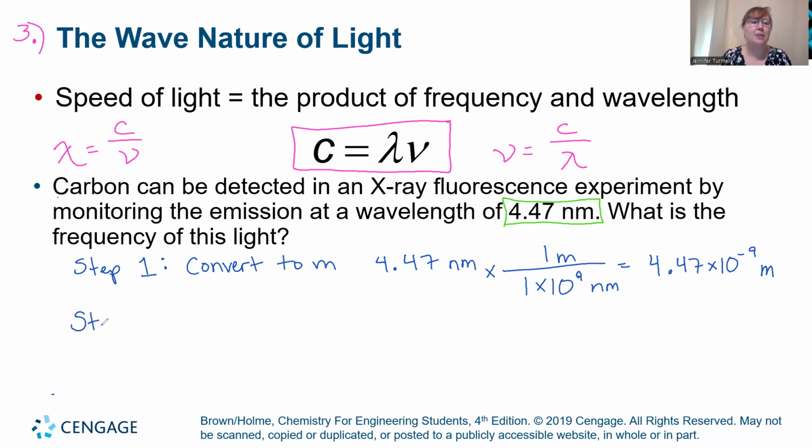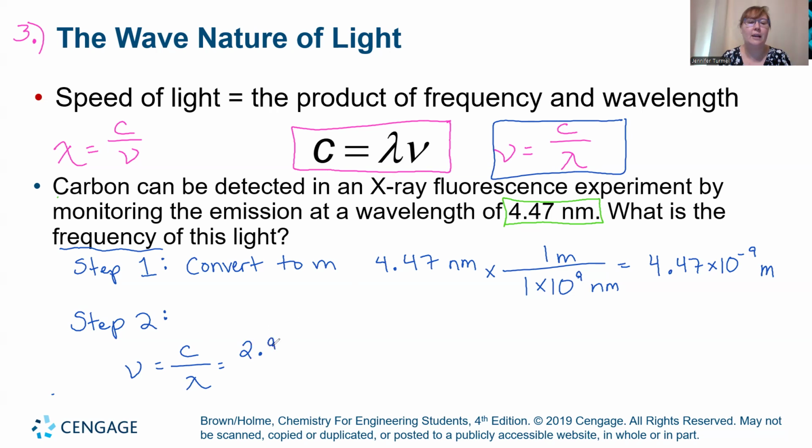Now, our step 2 is going to be, we're looking for frequency here. So we'll use this equation. We'll solve for nu is equal to c over lambda. And because we're talking about the wavelength of light, we're always going to be using the speed of light, and that would be 2.9979 times 10 to the 8th meters per second, divided by our wavelength here of 4.47 times 10 to the negative 9th meters.